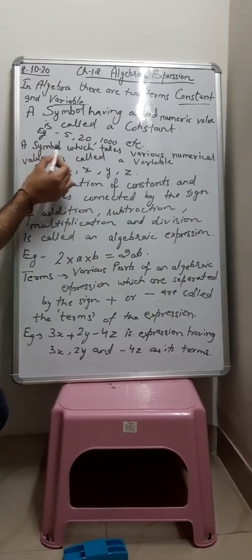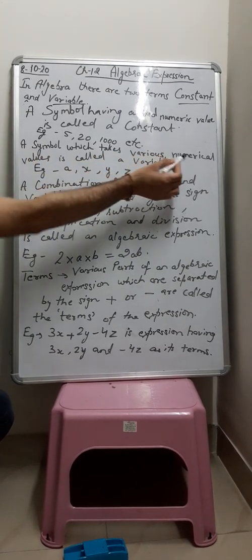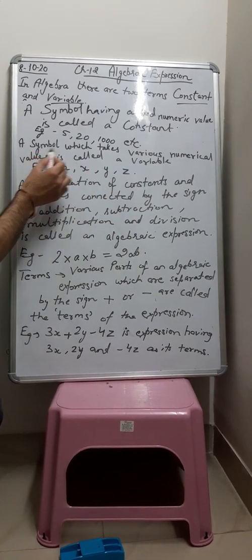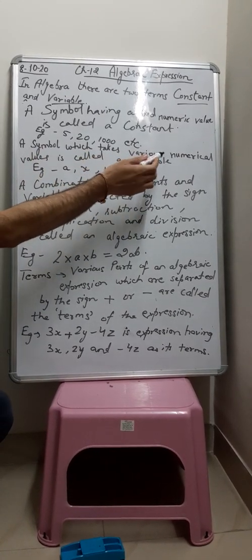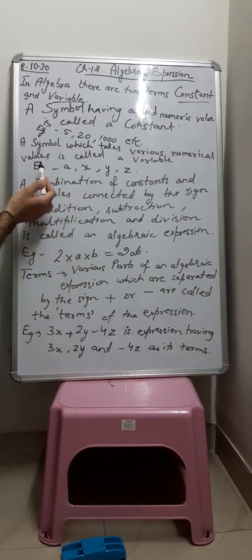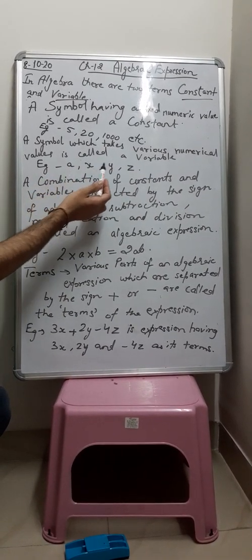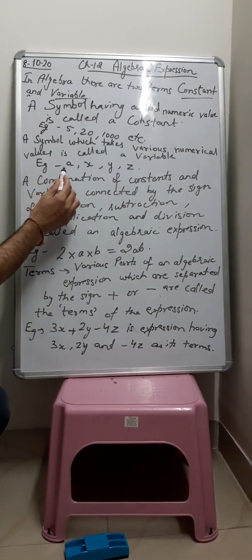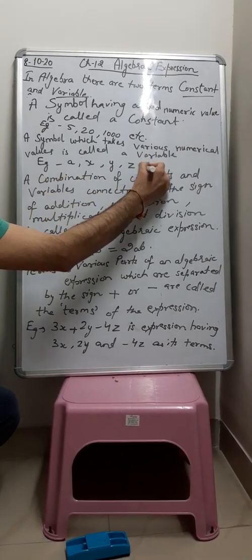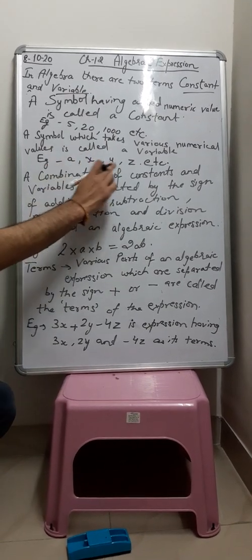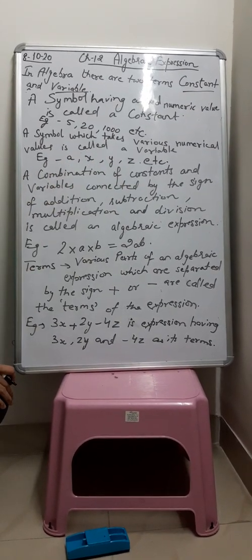Next, a symbol which takes various numerical values is called a variable. Examples: a, x, y and z. These are your examples of a variable. All these variables can take any numerical value.